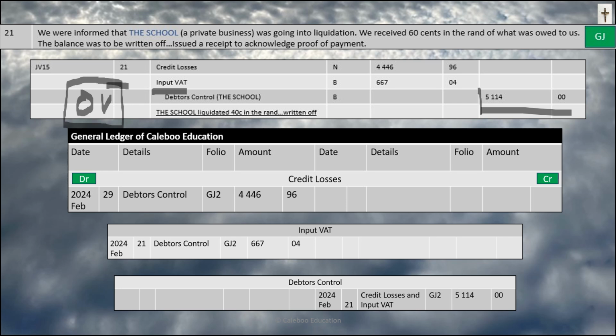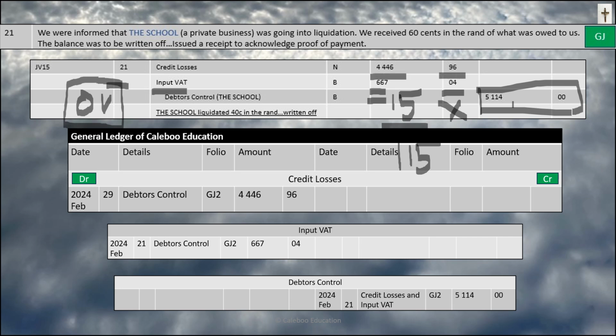We checked on the school's account on the 21st, 5114 was going to be bad. We need to calculate by saying multiplied by 15 over 115 to get the VAT amount that we're going to reverse, which is 667.04. And then what actually is the bad debt? It's 5114 minus the VAT amount, and the bad debt is 4446.96.